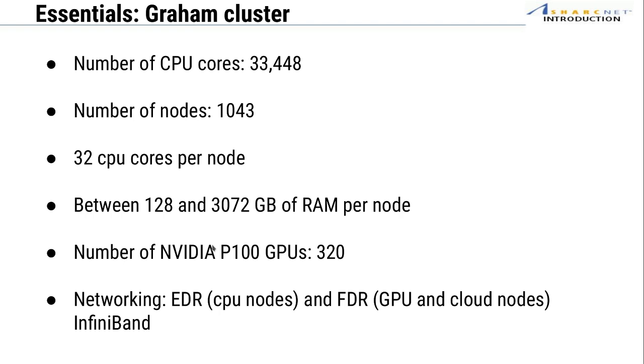We have a few nodes with a large amount of memory, and at least one with a huge 3 terabytes of memory. But as you can imagine, the wait time to use such scarce resources will be long. In terms of GPUs, we have 320 of those P100 GPUs. And in terms of networking, all these nodes are connected through high-performance InfiniBand connectors of the kinds EDR and FDR.